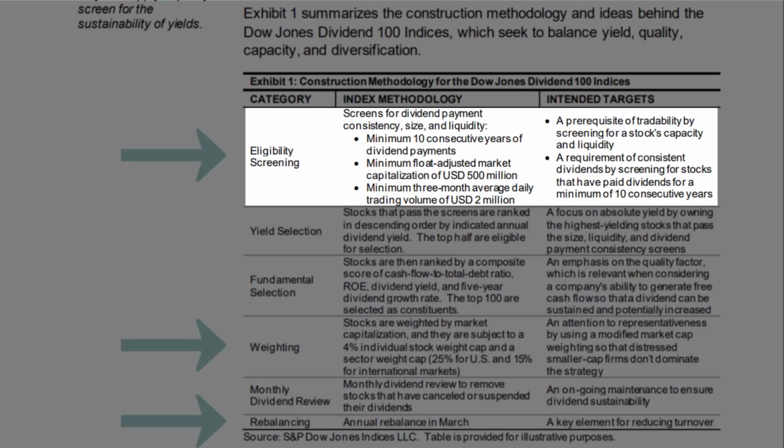First, the eligibility screening is focusing on those 10 years of consecutive dividend payments. It's focusing on a market capitalization of at least 500 million and an average daily trading volume of at least 2 million. So these are large blue chip companies, large established companies that are held in this index.